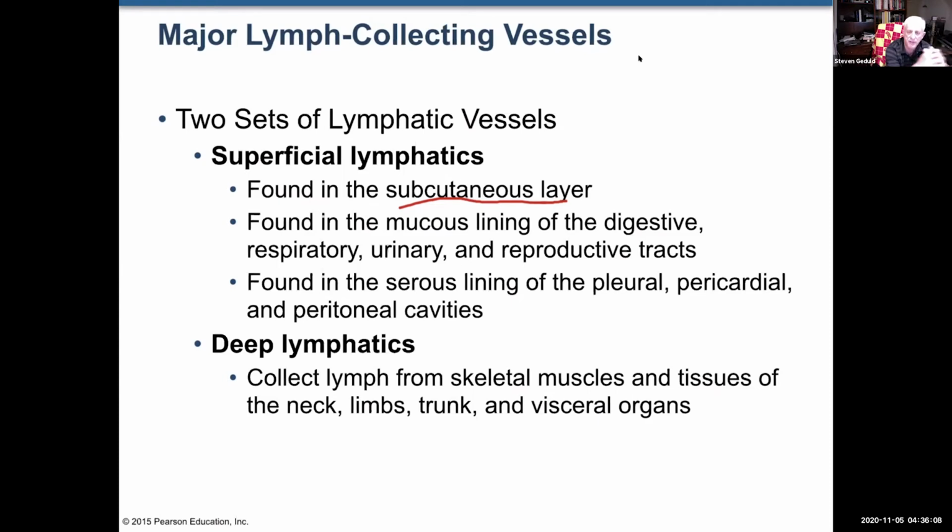Those are superficial lymphatics. Our deep lymphatics collect lymph from your skeletal muscles and tissues of the neck, limbs, trunk, and visceral organs. Okay. So 2 sets of lymphatic vessels, deep and superficial.